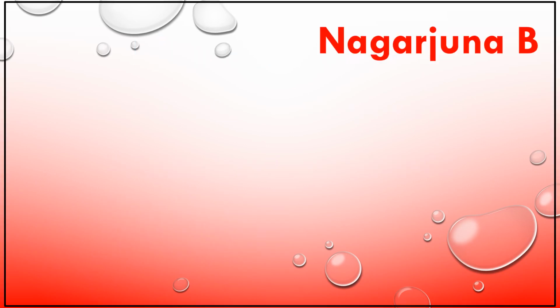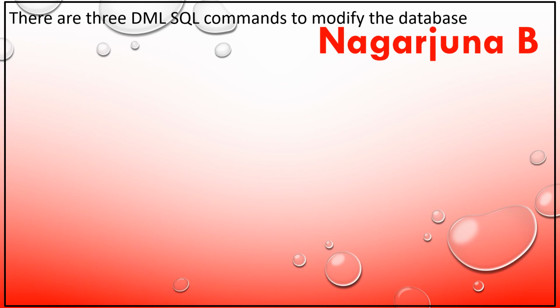DML commands. There are three kinds of DML SQL commands which are available for the purpose of modifying the database. That means we can change the contents by using a certain kind of commands, and those are called DML SQL commands. DML in the sense data manipulation language. These kinds of SQL commands we use for the purpose of modifying the data which is present in a database.